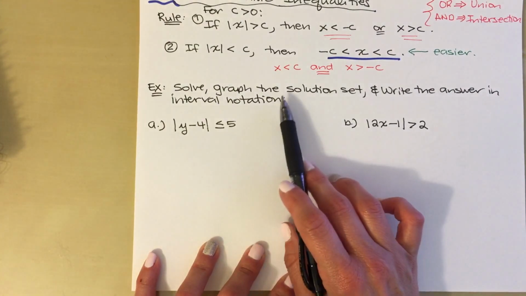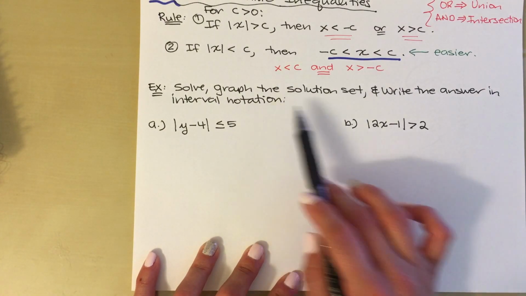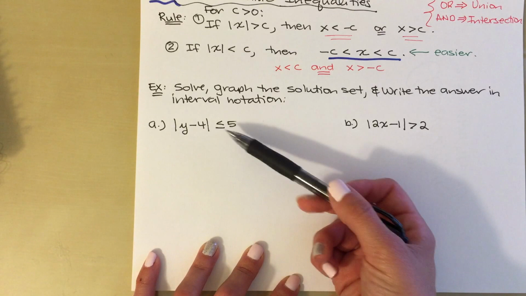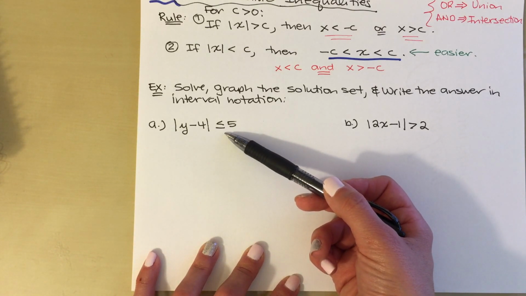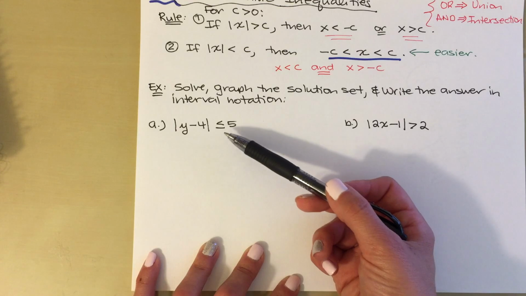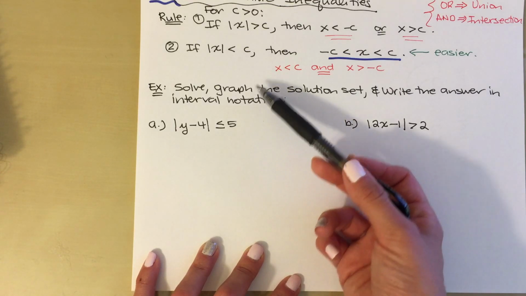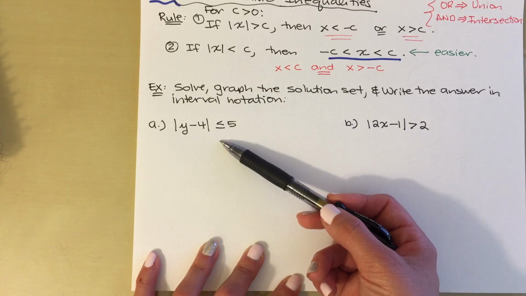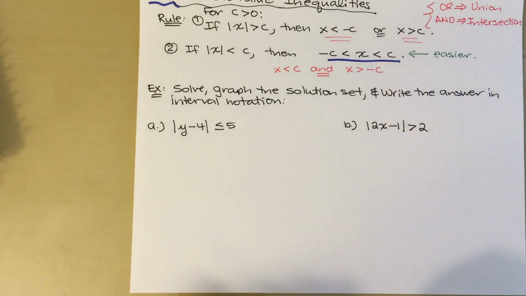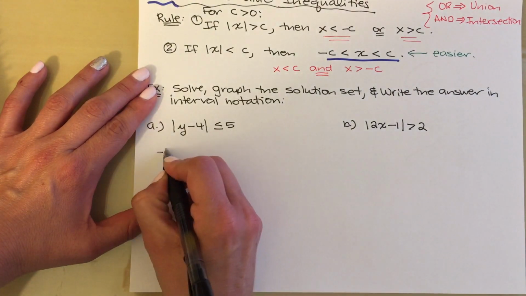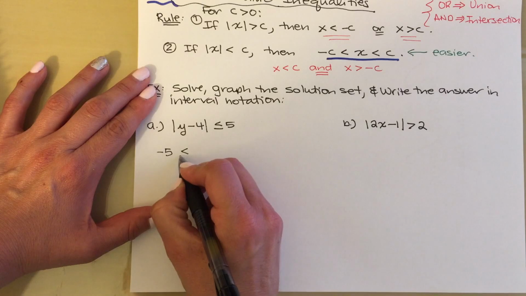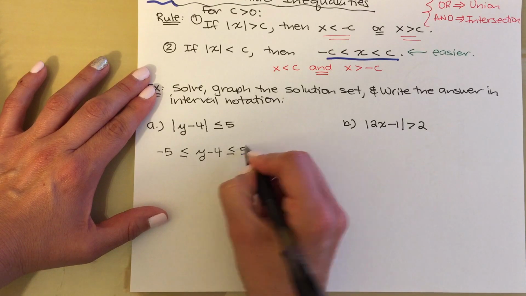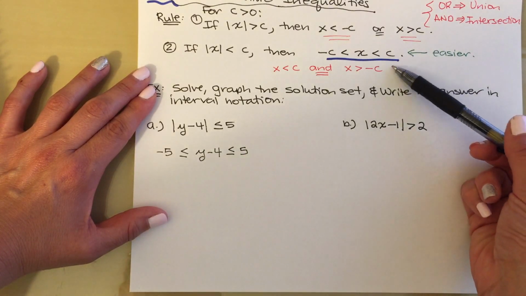So we have 2 examples. We'd like to solve, graph the solution set on a number line, and write the answer in interval notation. So example A, we have absolute value is less than or equal. So we're going to look at our 2 rules. For less than or equal to, we have to apply rule number 2. So what we do is we're going to rewrite in this form. So you're going to take 5, make that negative, is less than or equal to y minus 4 less than or equal to 5. Just applying rule number 2.